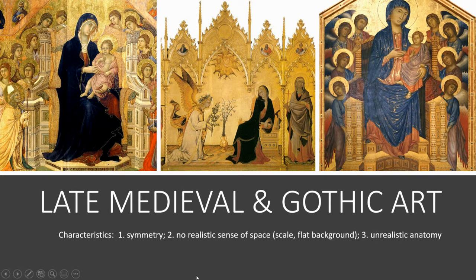The first one is the symmetry. Symmetry means that the left and the right hand side are essentially the same. They would typically put your central figure in the very middle and make that figure very large just to show the idea of dominance, that this was the important person. In this case, often it was Mary. Then you would have the same number of figures on the left as the right. So it almost looked more like a design or a pattern than a realistic environment.